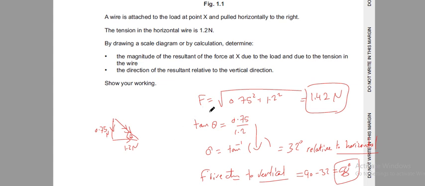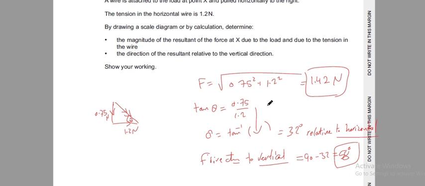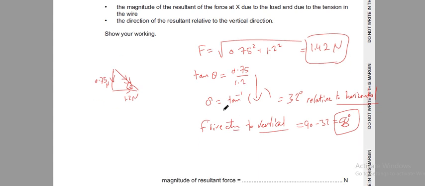But we will, as I said, use the calculation and Pythagoras theorem to find the direction. Tan theta is the opposite over the neighbor, so we can find theta, but theta here is the angle relative to the horizontal. We need the angle relative to the vertical, so we need this angle. It is 90 minus 23, the angle to the horizontal.